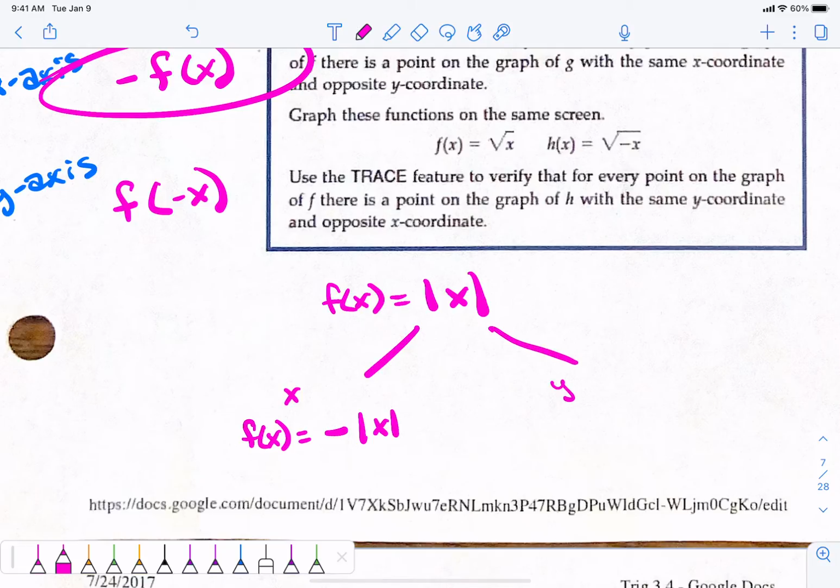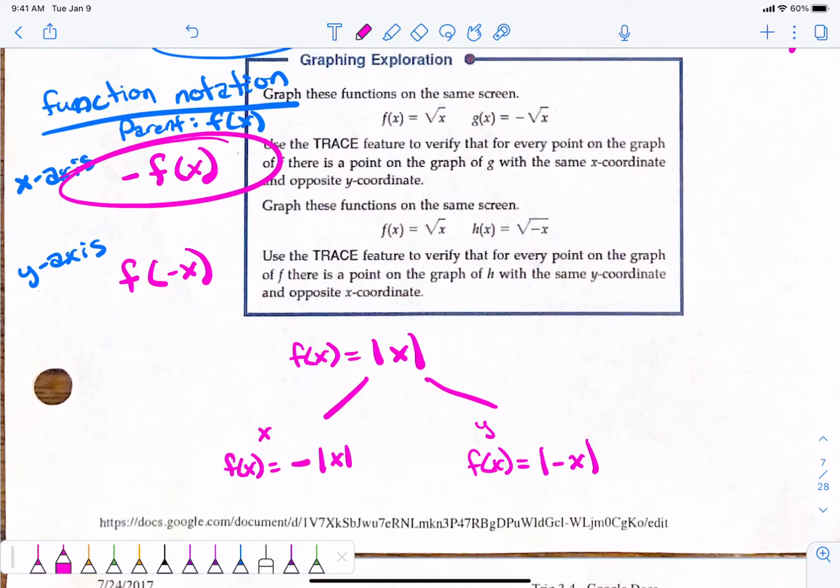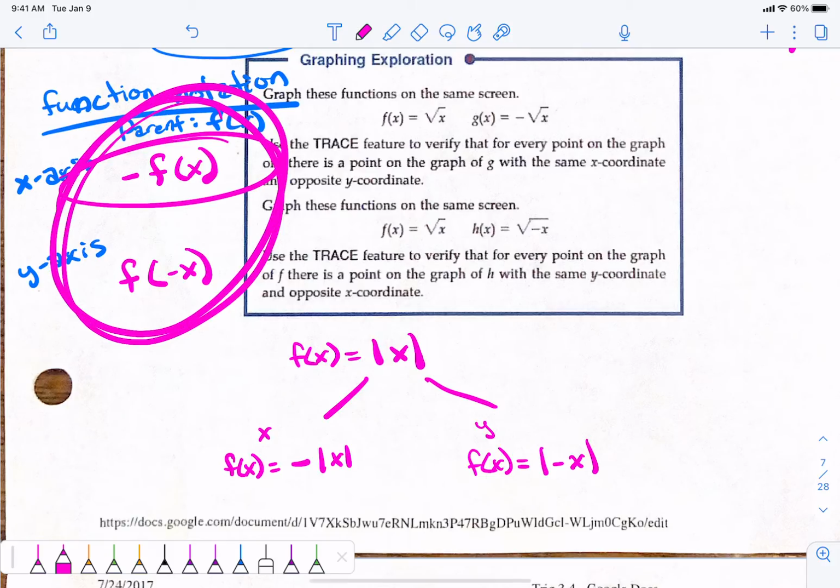Versus on the y-axis, it will be f of x equals absolute value of negative x. The negative will be on the inside. Does that make sense? Those are the different types of reflections. This is just the generic way of saying whatever your function is, the negative is going to go on the outside or the inside depending on x or y, right? Does that make sense? Okay.